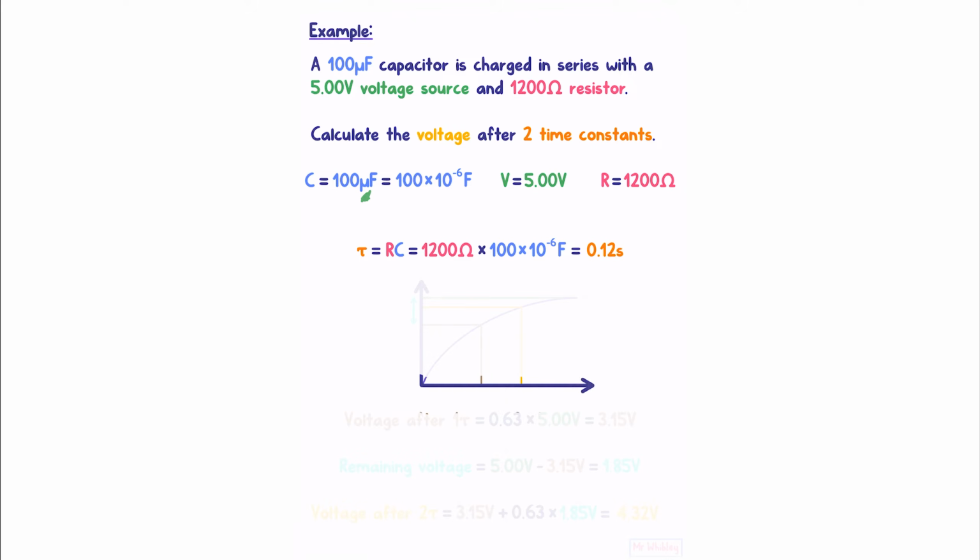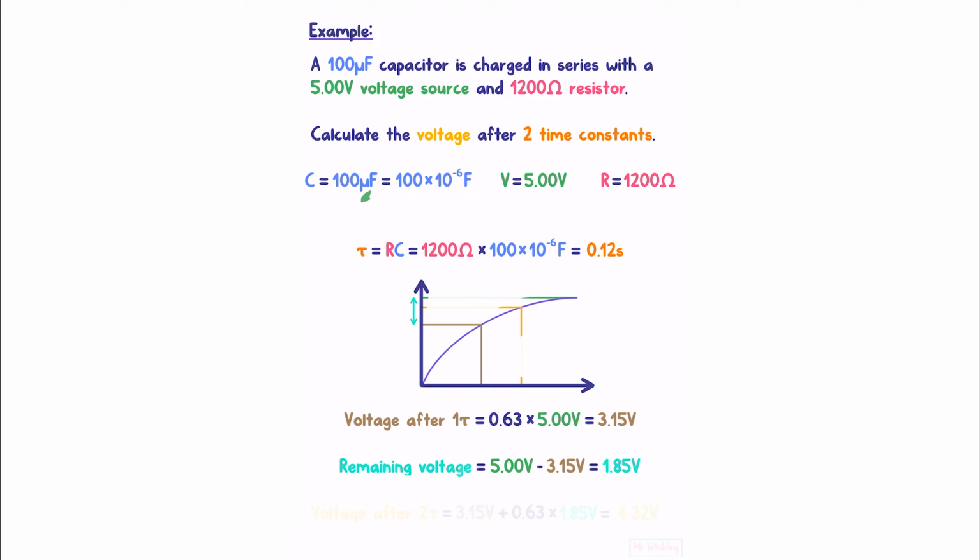And so if we graph this situation, as our capacitor charges, our voltage increases. The voltage after one time constant is going to be 63% of our maximum voltage, which is 3.15 volts. The remaining voltage is our maximum minus this 3.15, which is 1.85. The reason we need to know this is that to find the voltage after two time constants, we basically reset the graph here, where our voltage after two time constants is at 3.15 volts plus 63% of the remaining voltage. That gives us 4.32 volts.